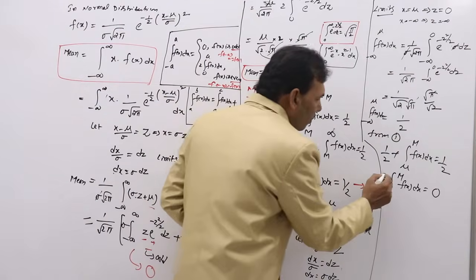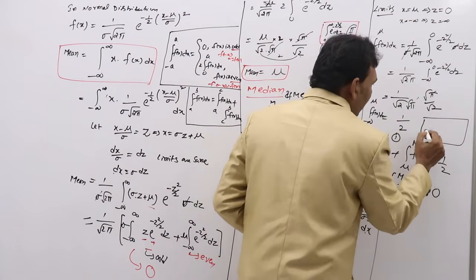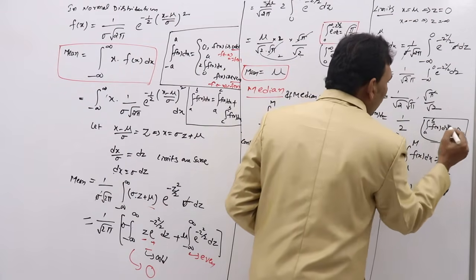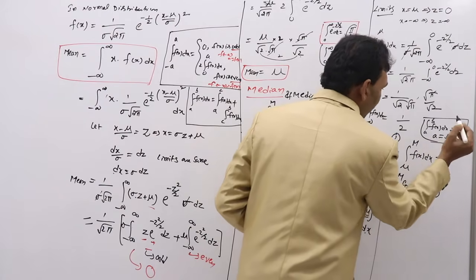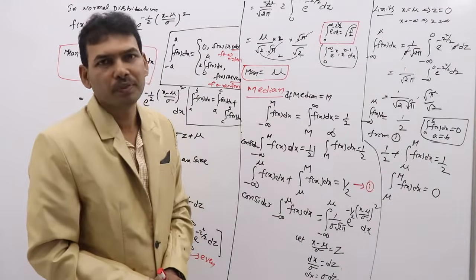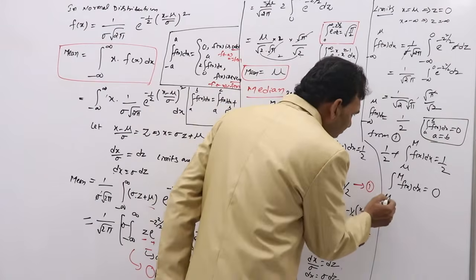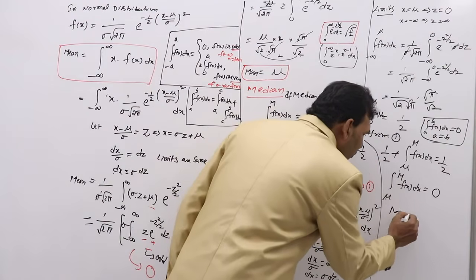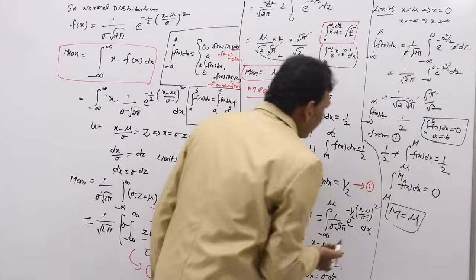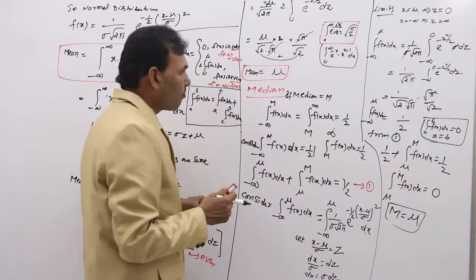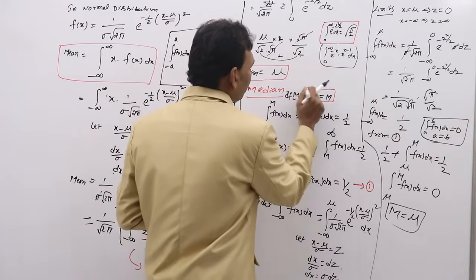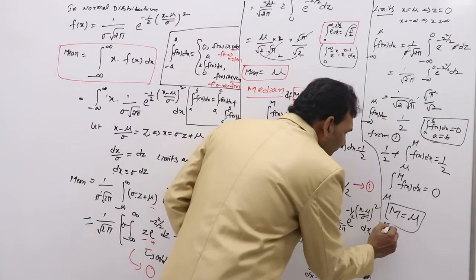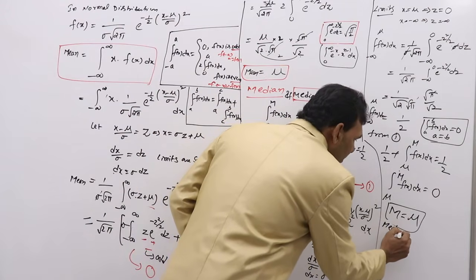Now in integration, if the integral from a to b of f of x dx is 0, then the limits are the same, a equals b. Using that principle, the integral from mu to m of f of x dx is 0 means m equals mu. What is m actually? Initially we assumed m is the median. Now we proved that the median is mu.